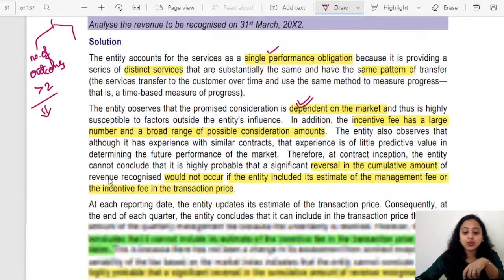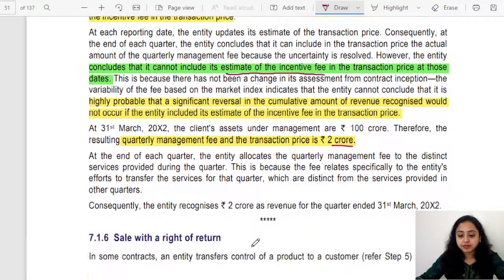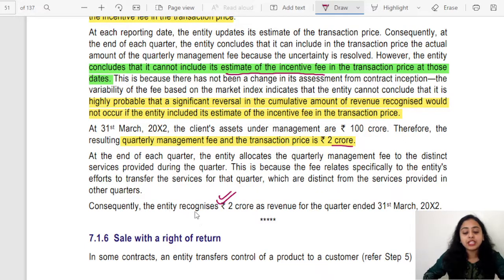Okay, this 2 crore will be recorded, but it will be appropriated and allocated to each quarter dependent upon the performance of it. So at the end of each quarter, 2 crore rupees will be recognized as revenue for the quarter ended 31st March 2002.